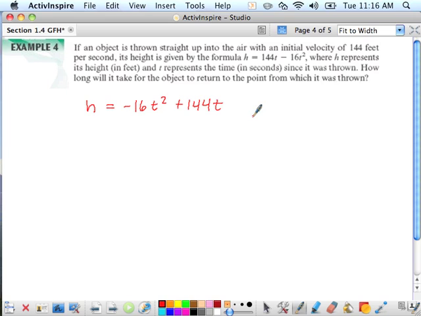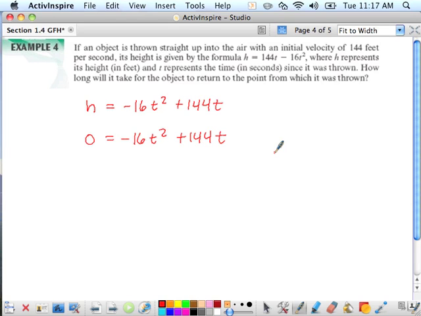So I want to know t when the height is what? I want to set the height equal to 0. I want to know when is it going to equal 0? When is it going to return to the point it was thrown from, or from the initial point, also known as the ground, unless we're told otherwise. So 0 equals negative 16t squared plus 144t. And we just want to solve that quadratic equation.